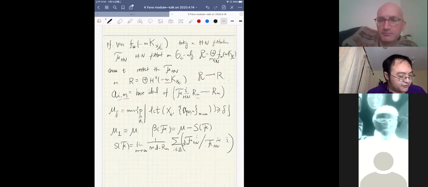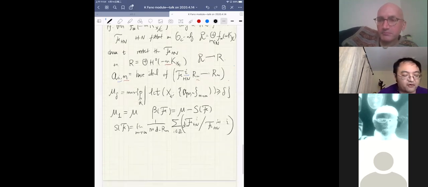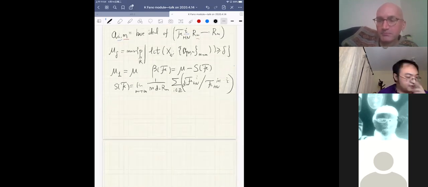In my work with Zhuang, we actually define this in this way. And we believe this turns out to be the right definition of the beta for filtration. Now, I understand that when you first see this, it seems a little bit technical, but you just remember the idea: we want to define a version of the beta invariant, not just for divisors, but even for general filtrations. That's what we try to do here.